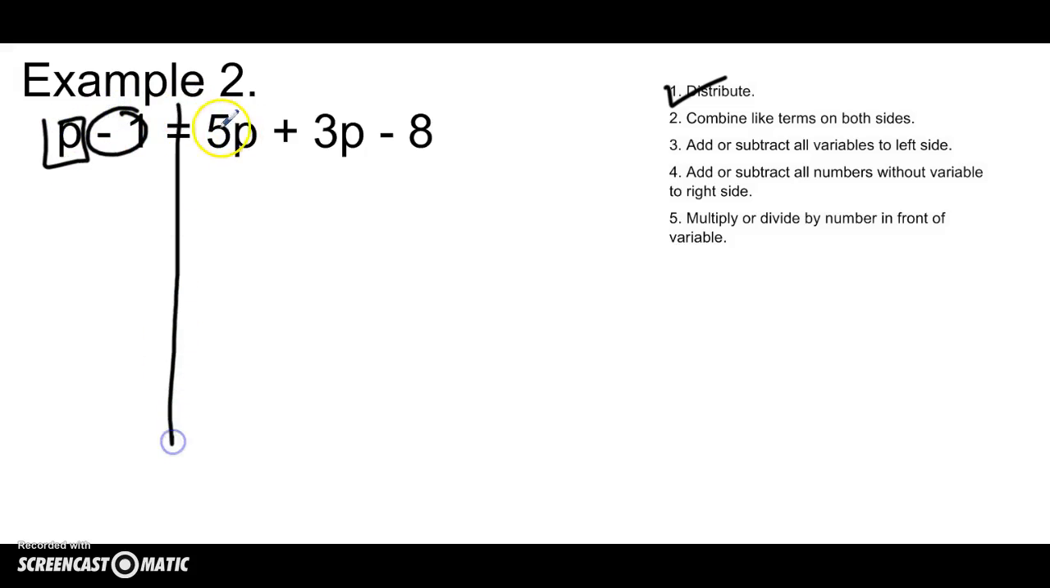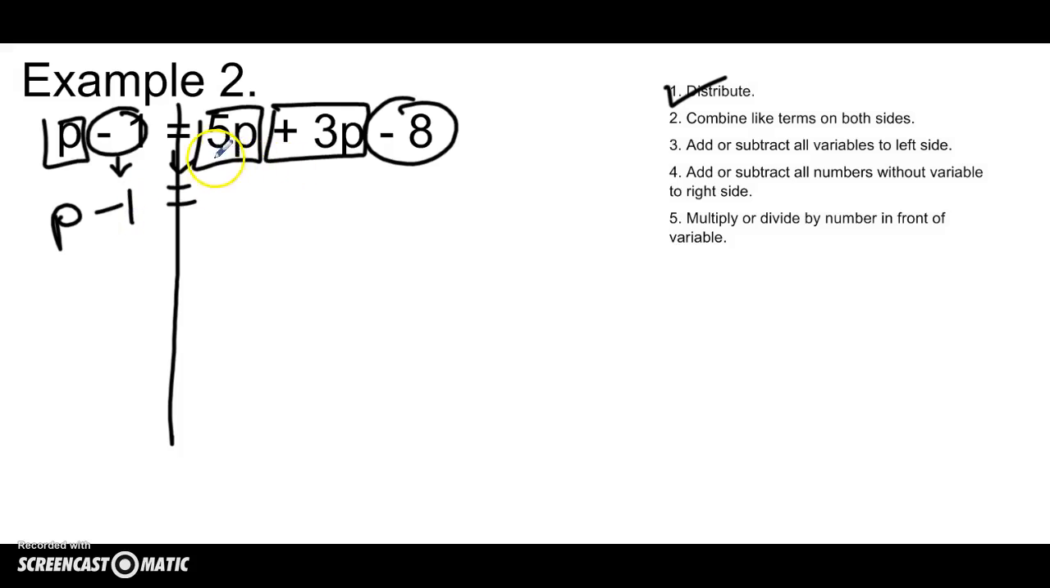Draw my line down my equal sign. A square here, a square around 3p, and a circle around negative 8. Only on my right side do I have any terms that I need to combine. What I'm going to do is bring down my equal sign, bring down the p minus 1. 5p plus 3p gives me 8p minus 8.